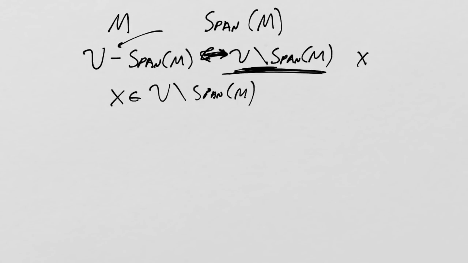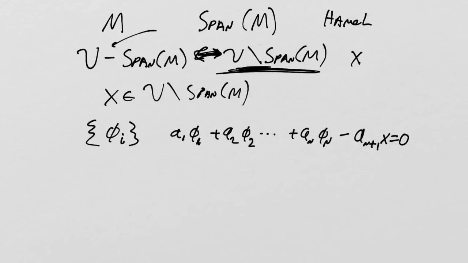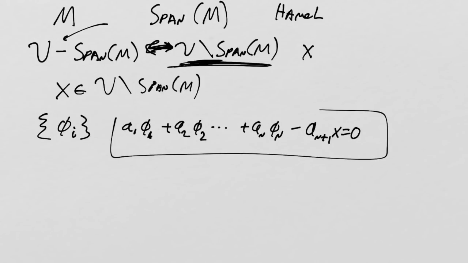Now, since M is our basis, and when I say basis, I mean Hamel basis, I know that I should be able to find a set of basis vectors. I'll call them phi i. And this is a finite set such that a1 phi 1 plus a2 phi 2 plus a n phi n, minus, I guess, a n plus 1 x equals 0. So now our attention is focused on this expression here.